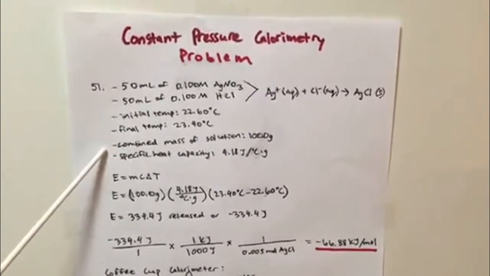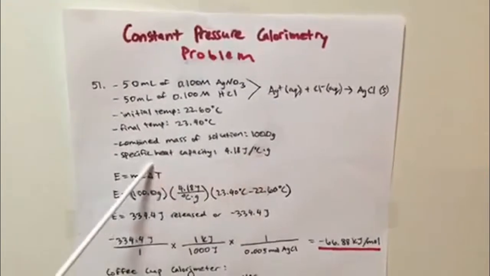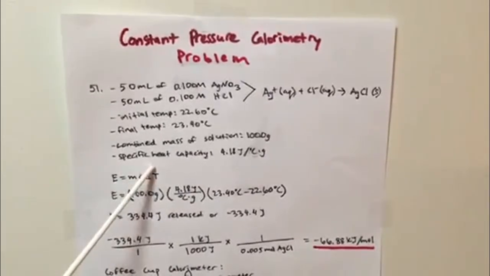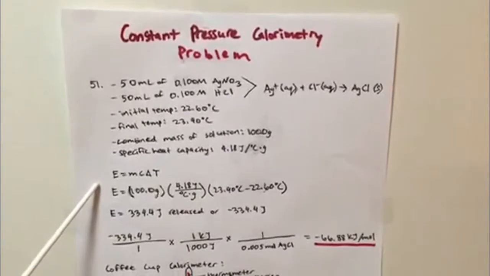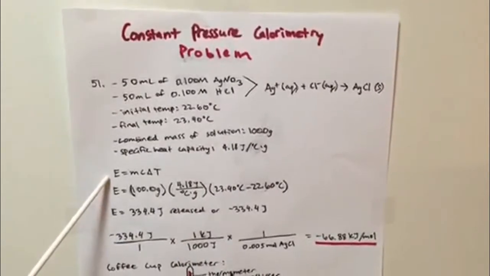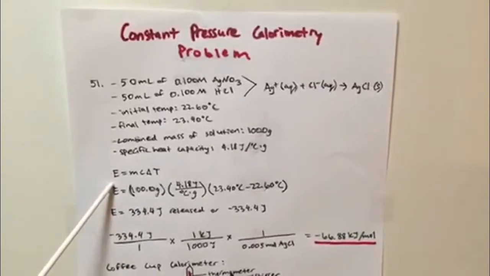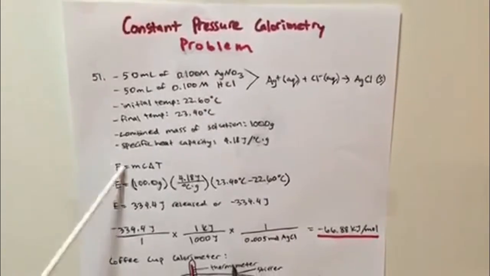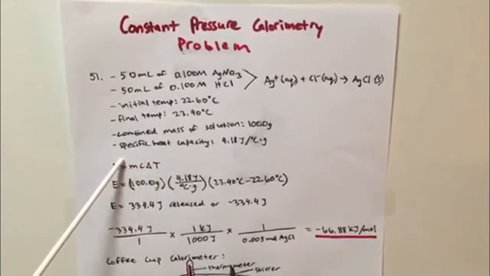We are also told that the combined mass of the solution is 100.0 grams and the specific heat capacity is 4.18 joules per degrees Celsius times grams. We also know that from this information, and seeing as we're trying to find the constant pressure calorimetry, we need to use the equation q equals mc delta T, q being the heat, which we are trying to find in this problem. We're trying to find the heat of the solution.